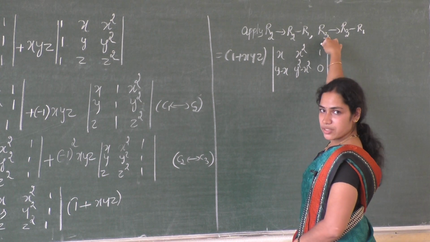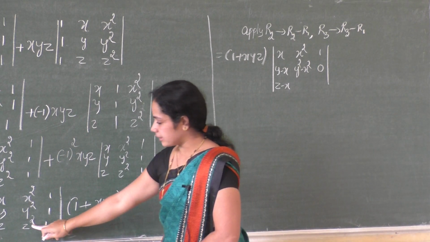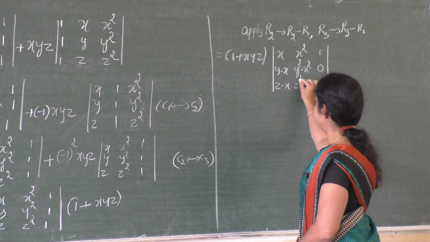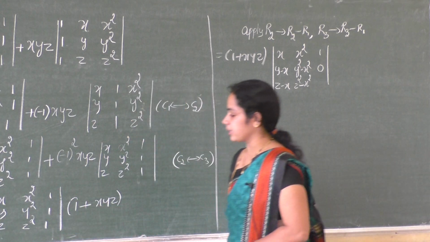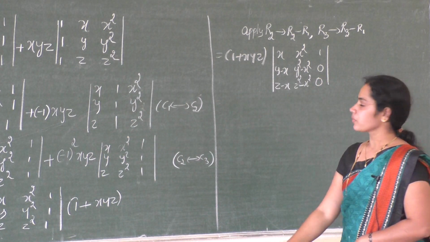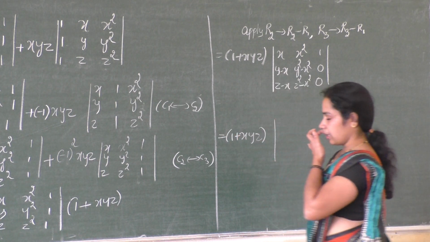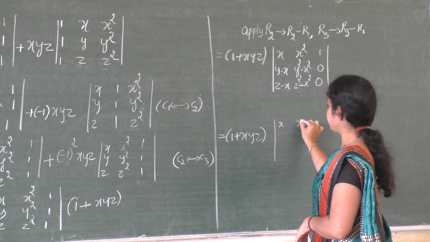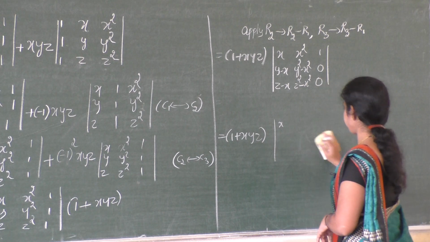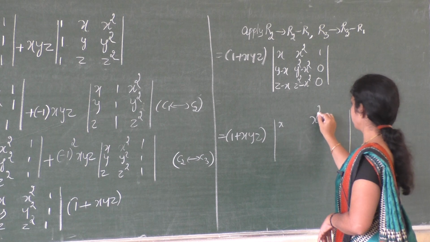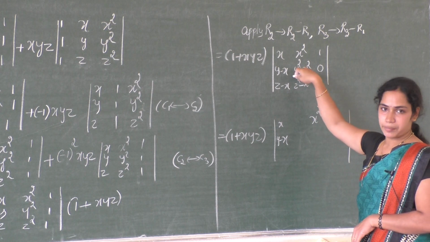Apply the operation for third row: z minus x, here z square minus x square, and 1 minus 1, that is 0. Now this is equal to 1 plus xyz into the determinant x square 1, y minus x, and here we have y square minus x square.